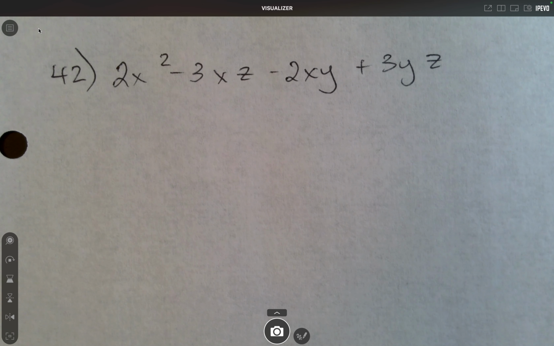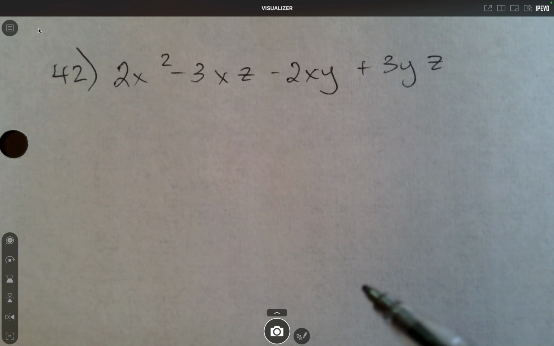So I know I assigned 39 and 40 in the assignments. Ignore them. Don't worry about them. There's nothing like 39 or 40 on the test. There were some like that on your quiz, but I've learned my lesson. I didn't put anything like that on the test. So let's start with 42.